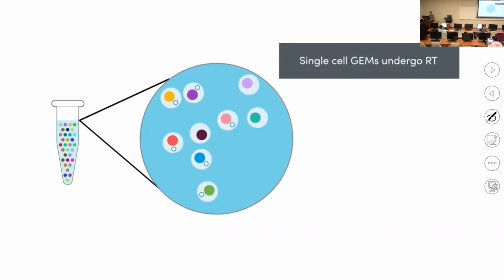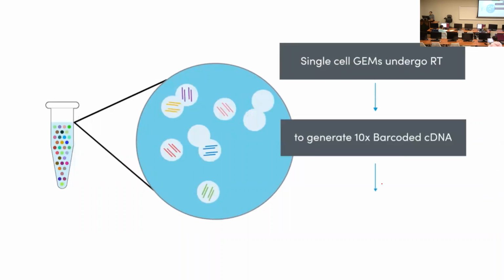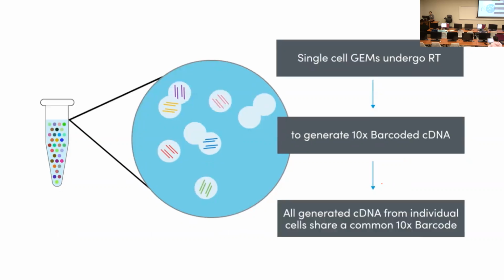the diagram illustration. So that's a single cell droplet. GEMs undergo reverse transcription, then generate 10x barcoded cDNA. Okay, now it's still in the intact droplet. All the cDNAs in the same droplet contain the same 10x barcode, indicating they are from the same cell.